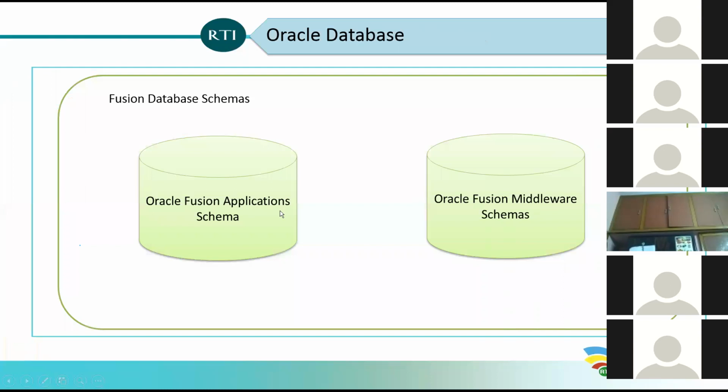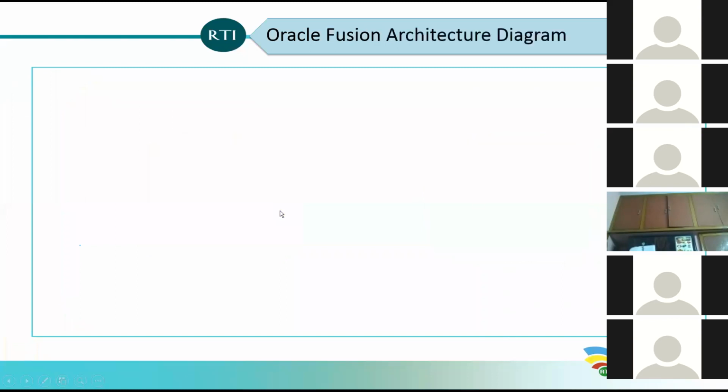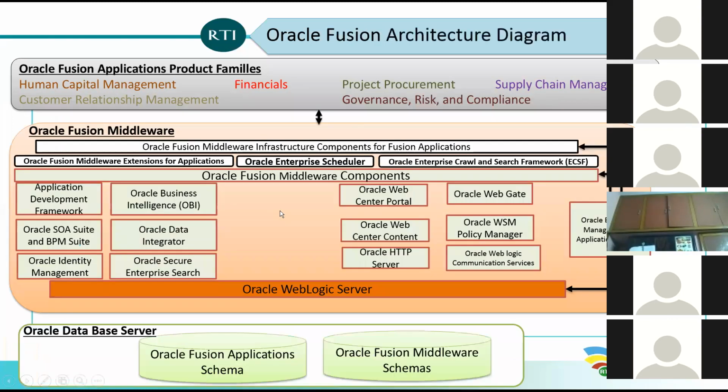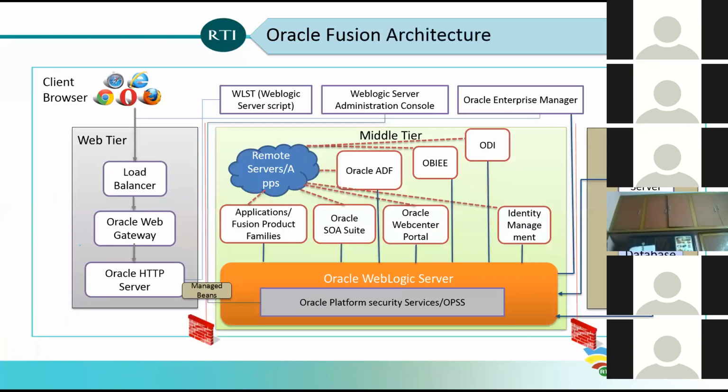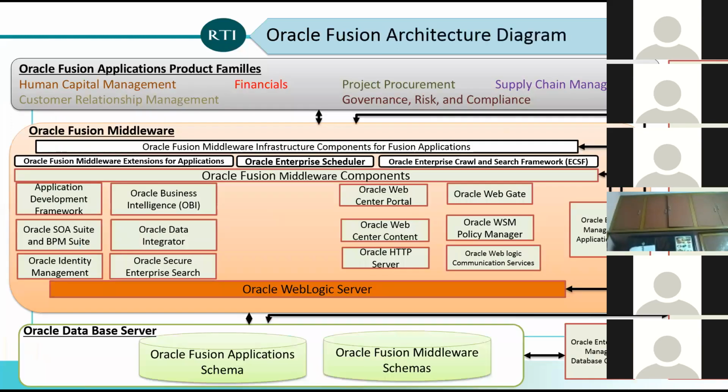With that, the front end is the product family, then Fusion middleware, whose components we have seen, and this is the database. If you combine all those things together, it looks like this. Product families, Fusion middleware, and the database server all talk together using the Enterprise Manager. So that is how it works.